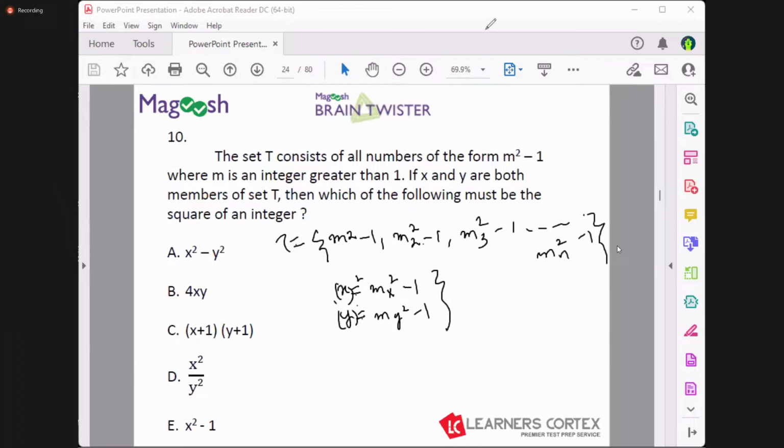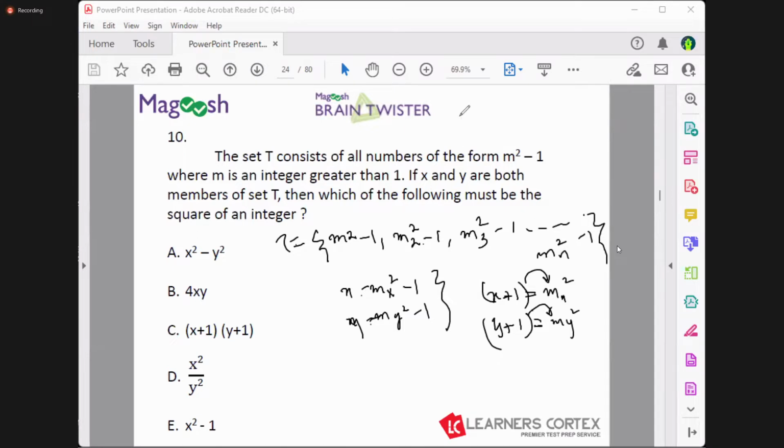But what we can do is write these this way. x plus 1 equals m of x squared, then y plus 1 equals m of y squared. Now these two values are perfect squares. Does that make sense to everyone? Is there anyone who has not understood this part?